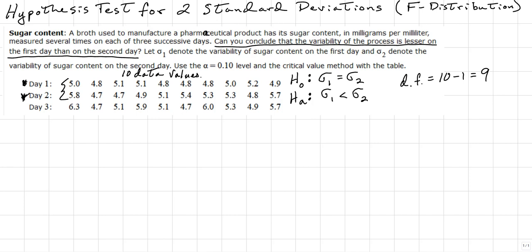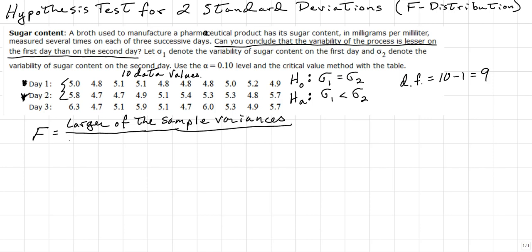Now, when we calculate the F statistic, that's going to be equal to the greater or larger of the sample variances over the lesser or smaller of the sample variances. Okay, so let's go ahead and find our variances.